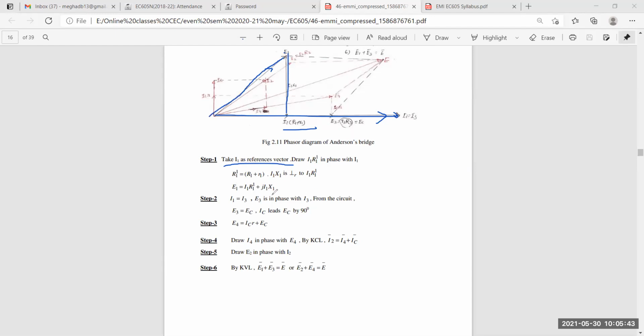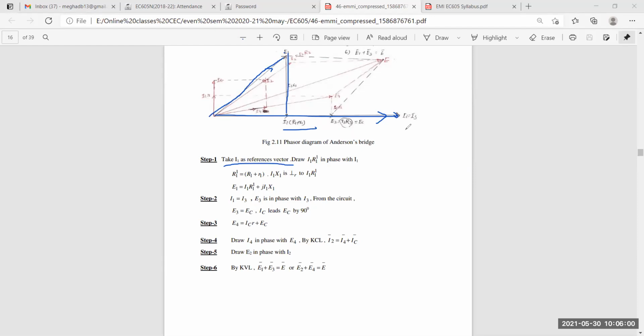So here see the second step, step 2. I told you that I1 can be equal to I3 because E3 is in phase with I3. From the circuit, you can see where the positions of I3 and I1 are.